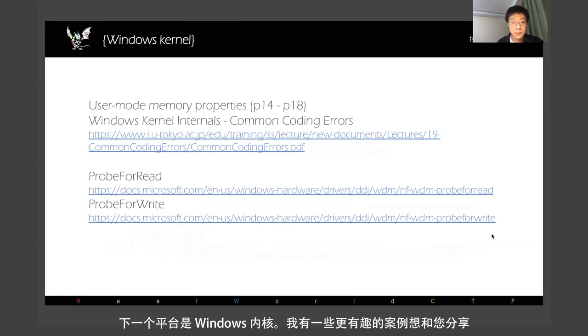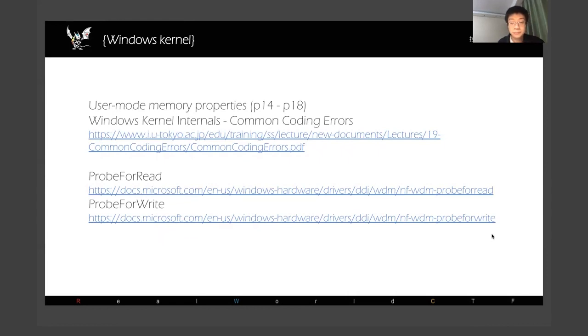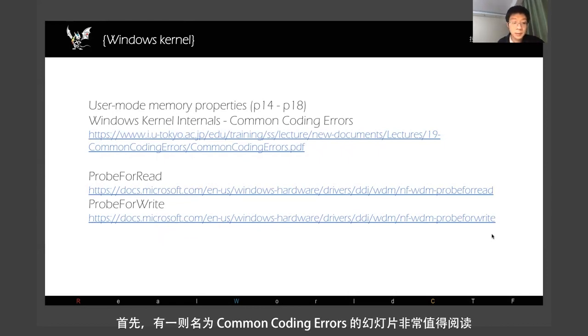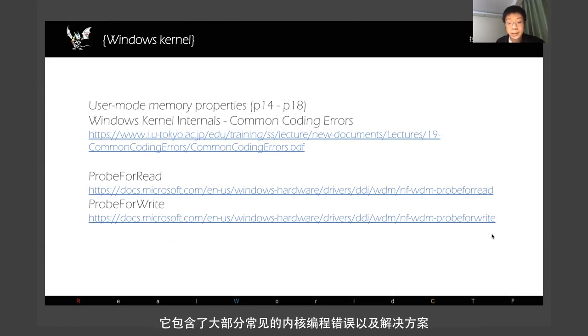The next platform is the Windows kernel. I would like to share some more interesting cases with you. First of all, this is a slide deck called Common Coding Errors that is worth reading. It contains most of the common kernel programming errors and solutions. As part of the user mode data processing rules, routines such as ProbeForRead and ProbeForWrite are APIs that we must use.